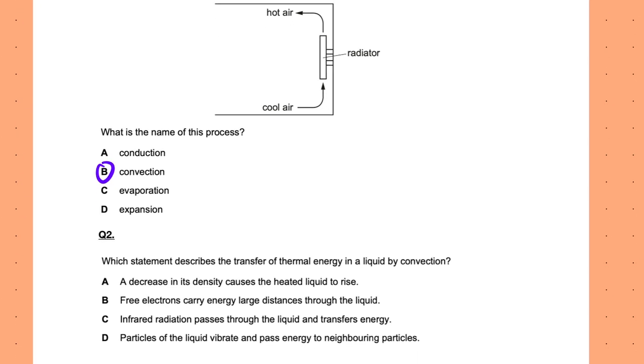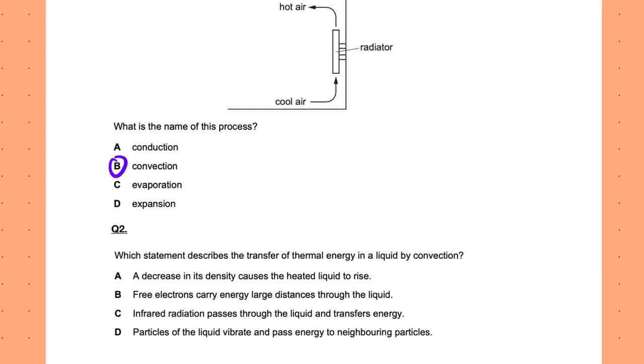Question 2. Which statement describes the transfer of thermal energy in a liquid by convection? So in convection, a decrease in the density causes the heated liquid to rise. This is true because temperature increases, volume increases because of expansion, density decreases, and this causes the liquid to rise, which is option A.